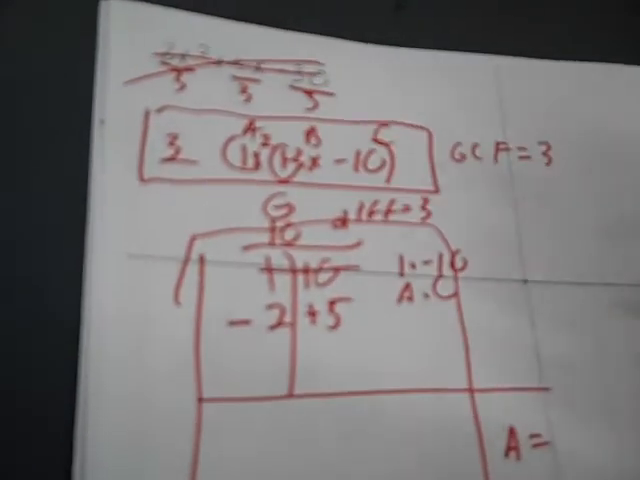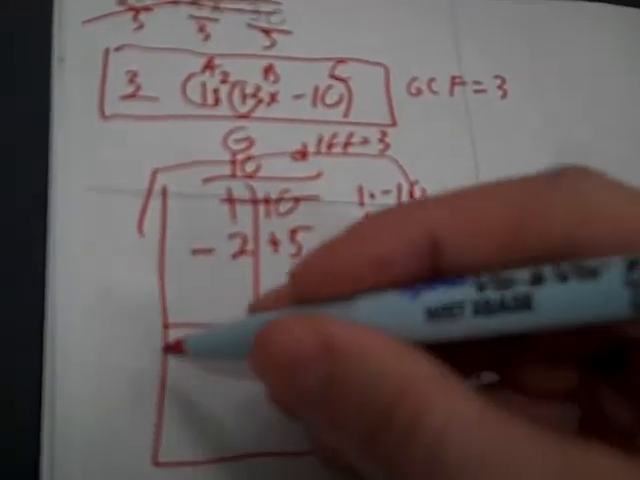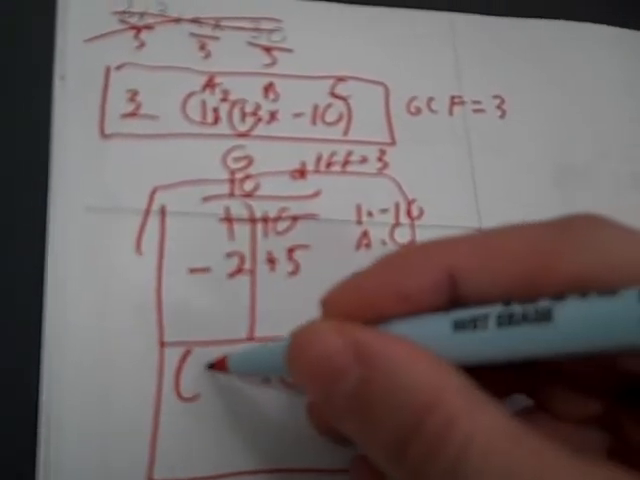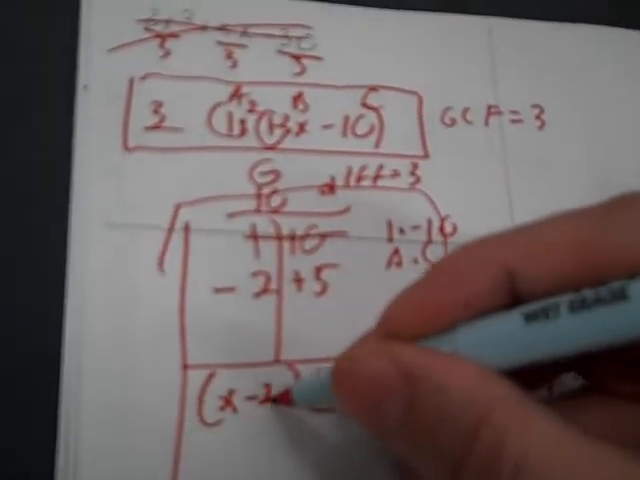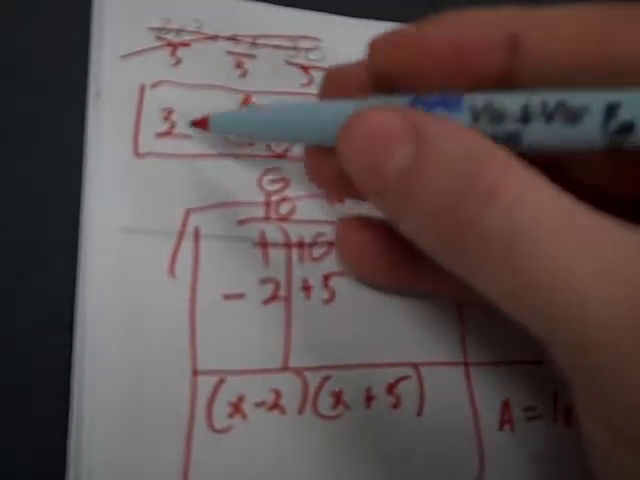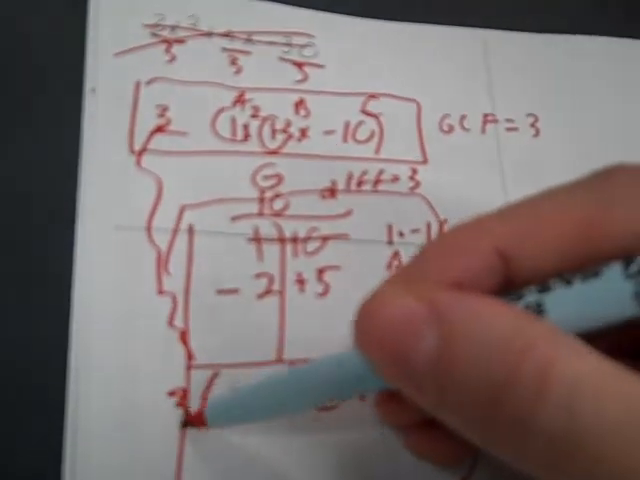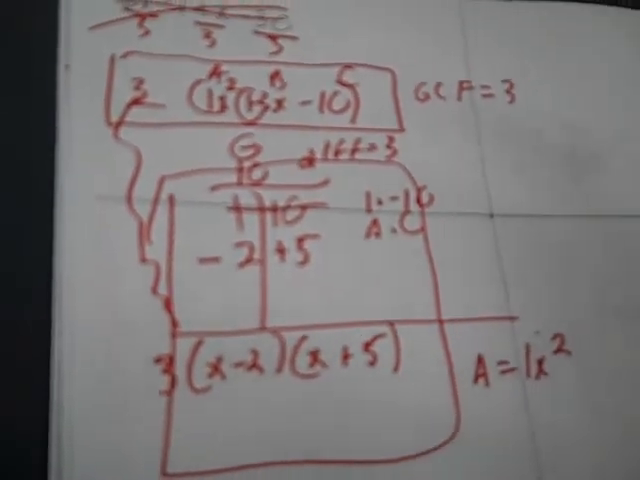Okay, now A is only 1x squared here, so that's good. I just need to make x times x. I don't need to do the double set. So minus 2 plus 5. Drag that 3 down. So 3 times x minus 2 times x plus 5.